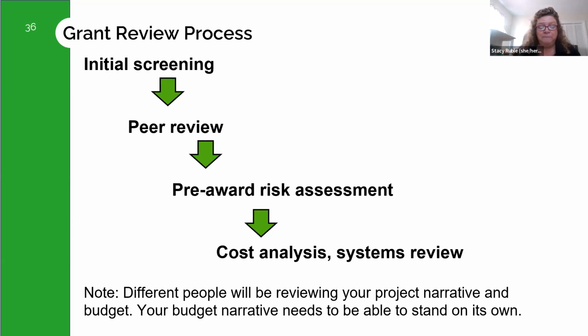Something to keep in mind is that different people are going to be reviewing your project narrative and budget. So when they're going through the pre-award risk assessment and the cost analysis, those folks may not also be reviewing your project narrative. So your budget narrative needs to be able to stand on its own. Next slide.